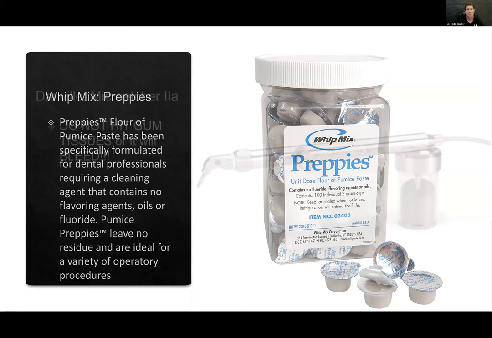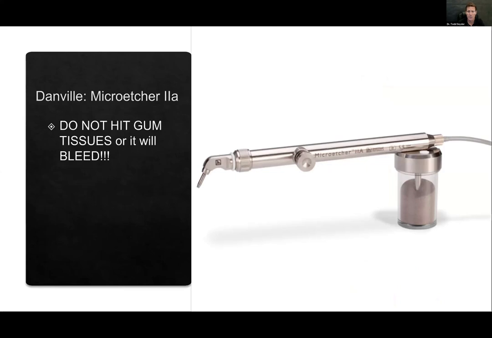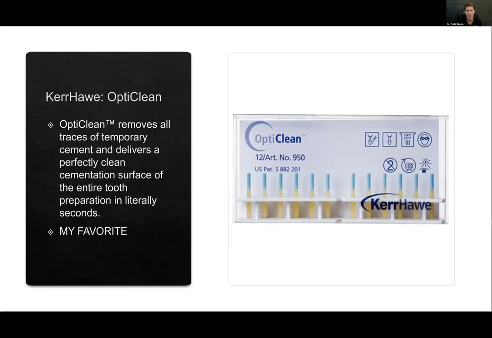Now, another way. A micro etcher. This one happens to be from Danville. Okay, so we're shooting little aluminum oxide particles at a low pressure to clean off any debris. Okay, so that's freshening up the tooth structure while it's cleaning things. Again, be careful not to hit the gum tissue. Okay, we don't want bleeding. It's going to be hard to adhere things if it's bleeding. Here's another example. Kerhave makes the OptiClean.